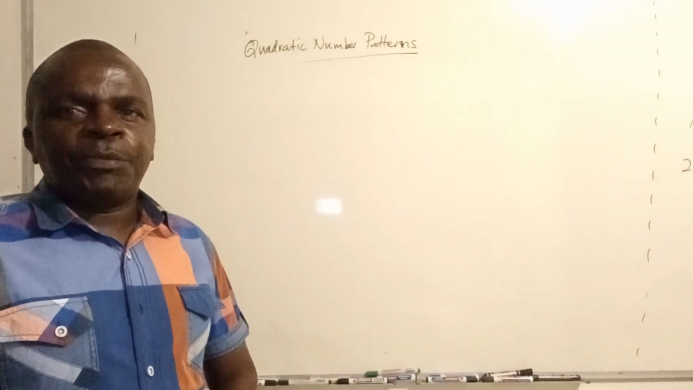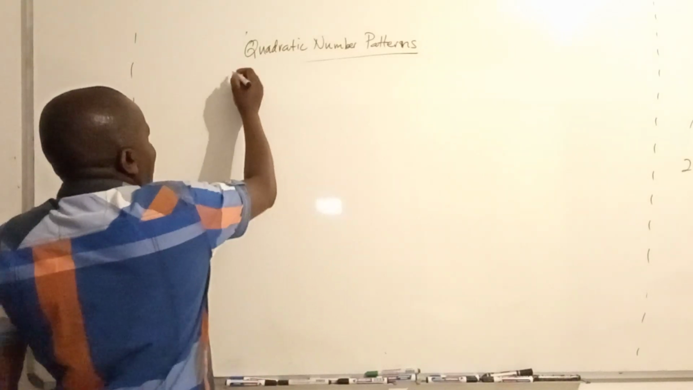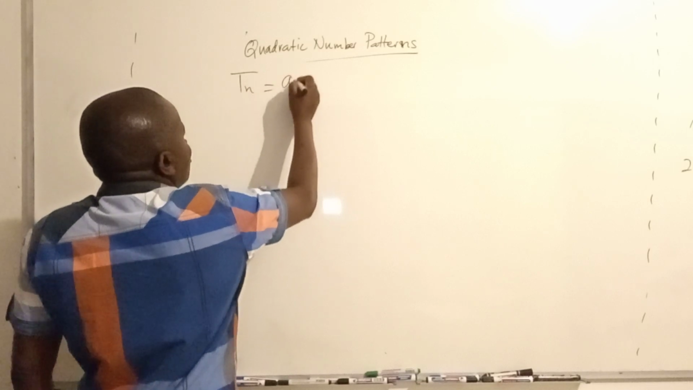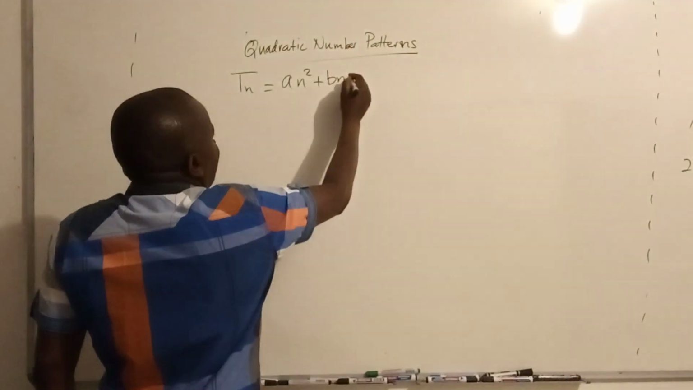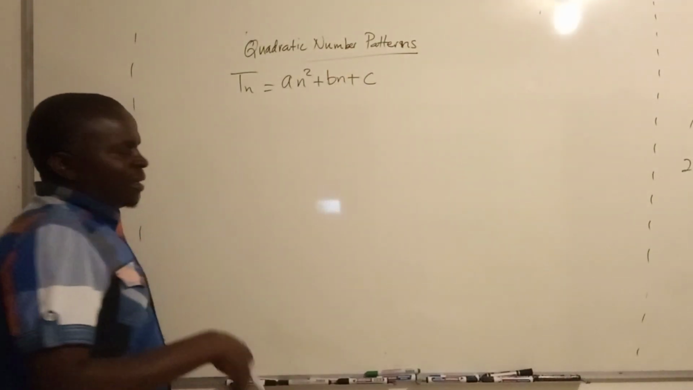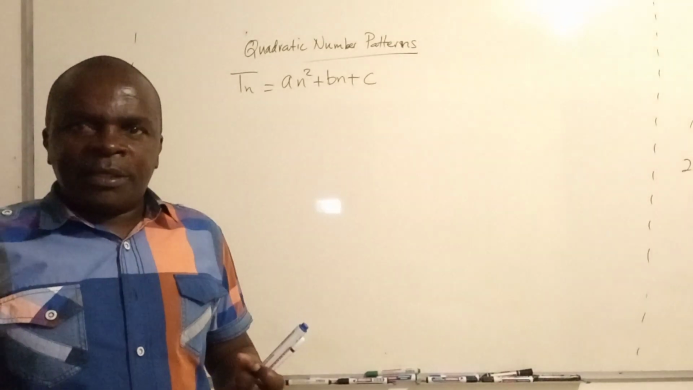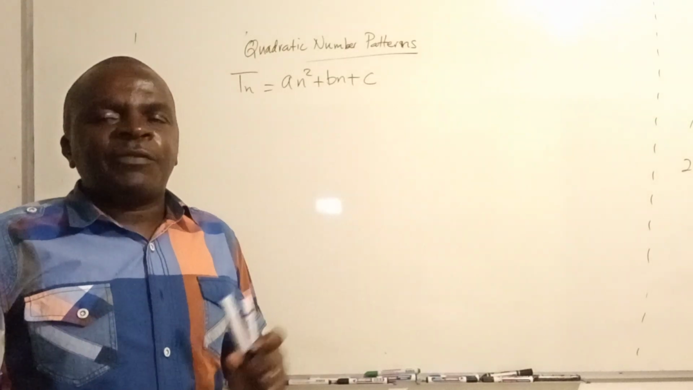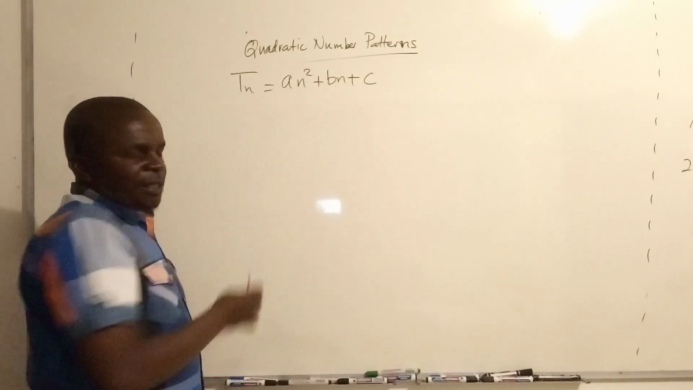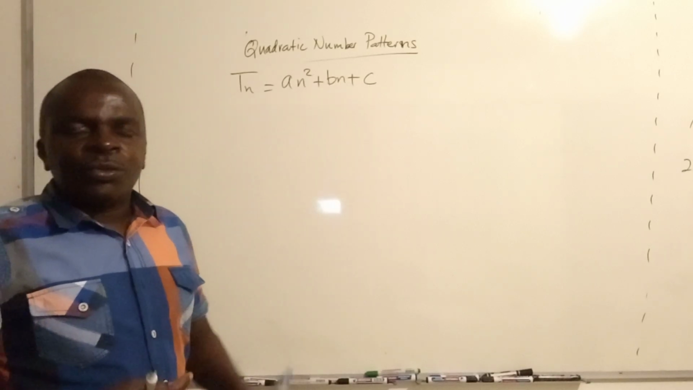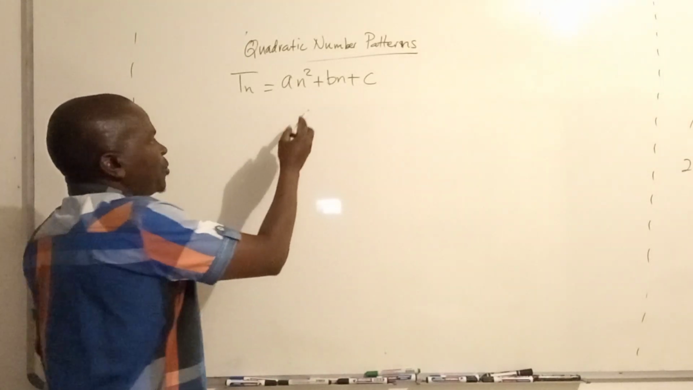Our main focus today will be on quadratic number patterns. A quadratic number pattern is generally given by Tn is equal to an squared plus bn plus c. This is a general term. When you want to find a general term for a specific number pattern, you must find your a, b, and c. These are constants which can be positive or negative.